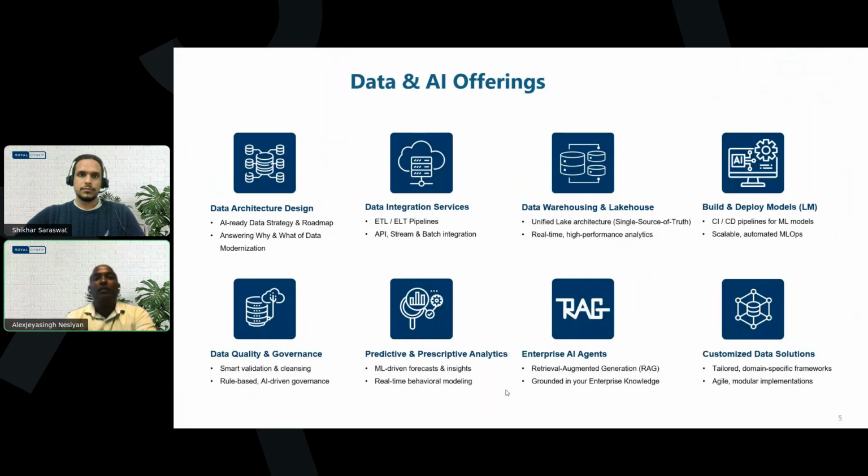So here are some of the data and AI offerings for our customers. We help them with data architecture, data integration services, and data warehouse. We help them build and deploy large language models, and we also help them create enterprise AI agents for RAG, and also help them with predictive and prescriptive analytics.